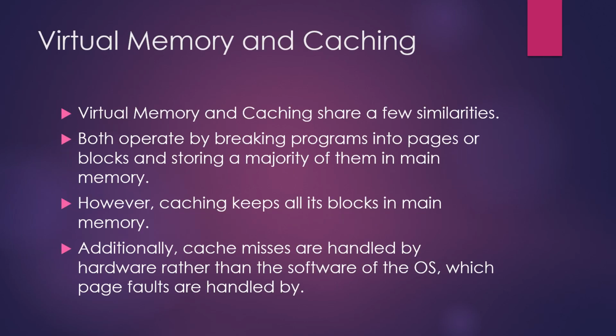The last thing to talk about is caching. So virtual memory and caching share a few similarities. Both operate by breaking programs into pages or blocks and storing a majority of them in main memory. However, caching keeps all of its blocks in main memory. Additionally, caching misses are handled by hardware rather than the software of the OS, which is what page faults are handled by.